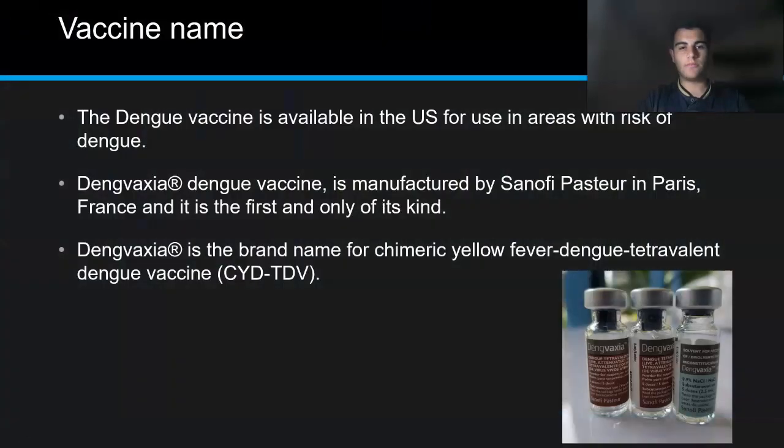So the vaccine name is Dengvaxia. This vaccine is available in the U.S. for use in areas with high risk of dengue, and Dengvaxia is the brand name for chimeric yellow fever dengue tetravalent dengue vaccine, also known as CYD-TDV. This picture right here shows you the three components that come in the packaging.